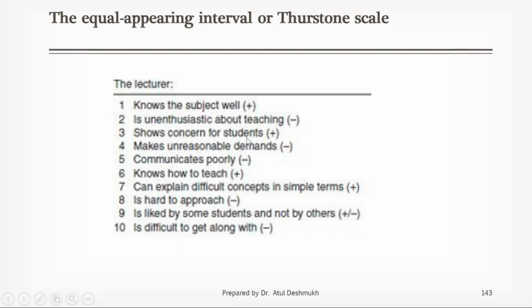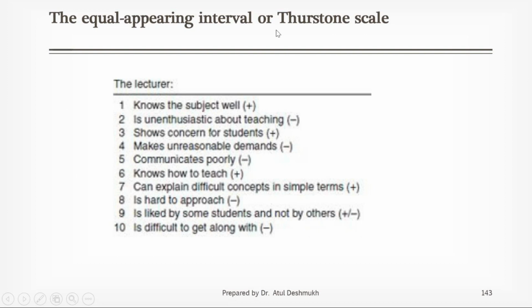But in case of Thurstone scale, it is not the case. In case of Thurstone scale, what do we do? We calculate the attitudinal value based on the weight, or we calculate the weight of each statement. We calculate the value of each statement. We calculate the importance of each statement. Means in Thurstone scale, there is a possibility that one statement is more superior or more important than another statement.